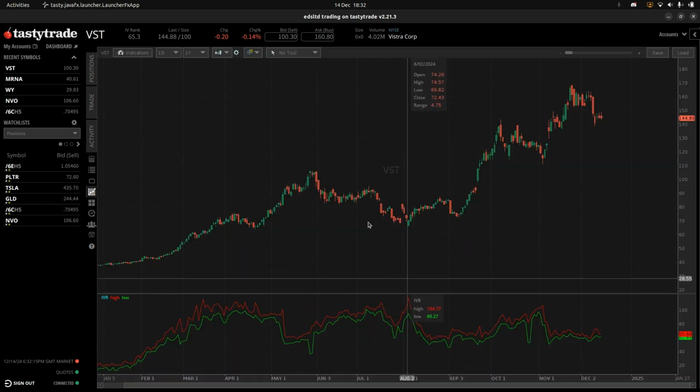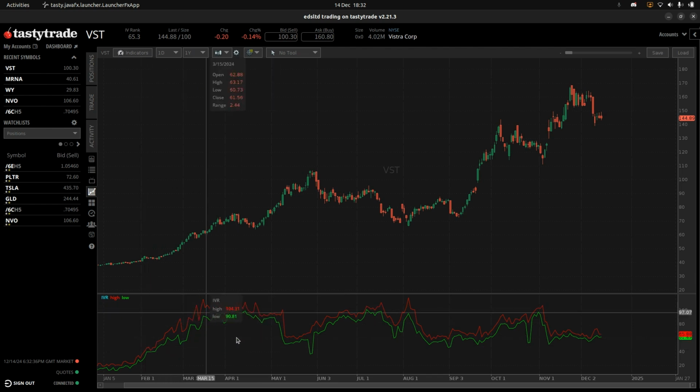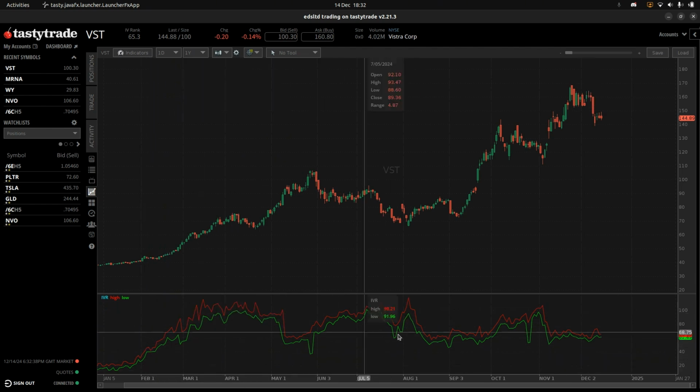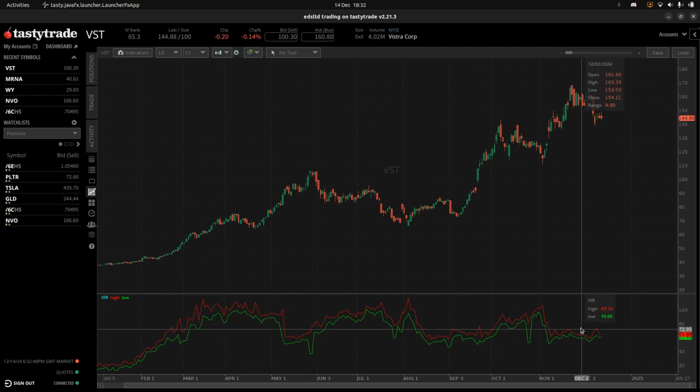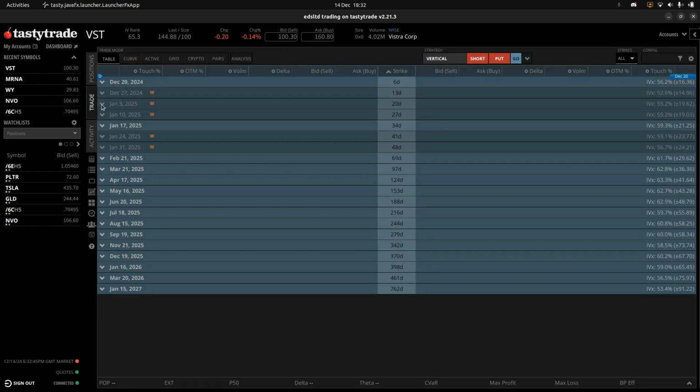If you have a look at VST, this is what it looks like on the chart. We do not use the chart, guys. We do not look at the chart to base any of our trading decisions. But by all means, if you want to have a look at it, just so you can visually see where price is relative to itself over the past X amount of time, go for it. The one thing that can maybe be useful is the bottom chart here, which shows you where IVR is relative to itself. But other than that, we don't use the chart, guys.